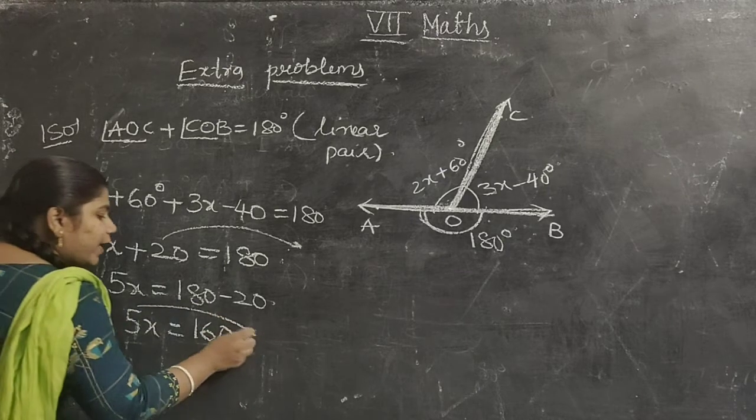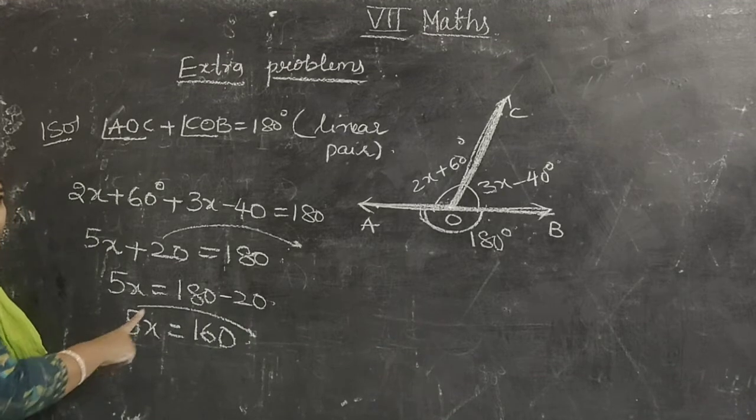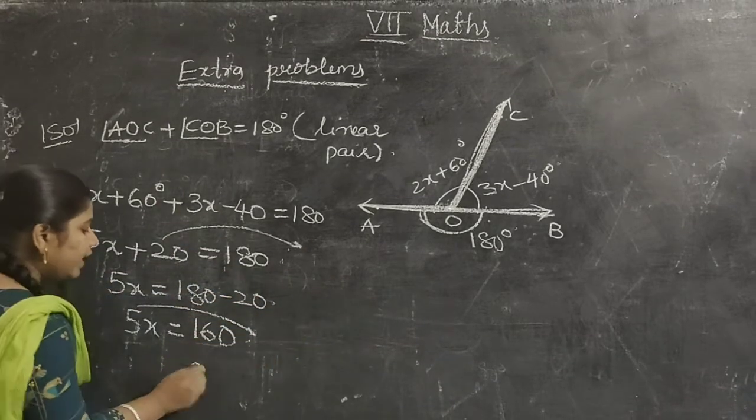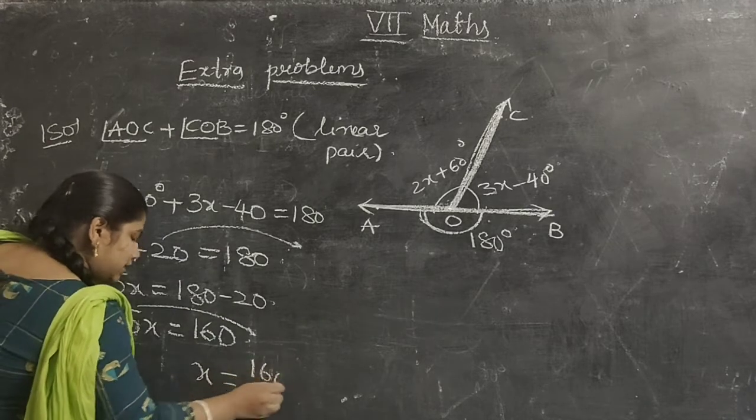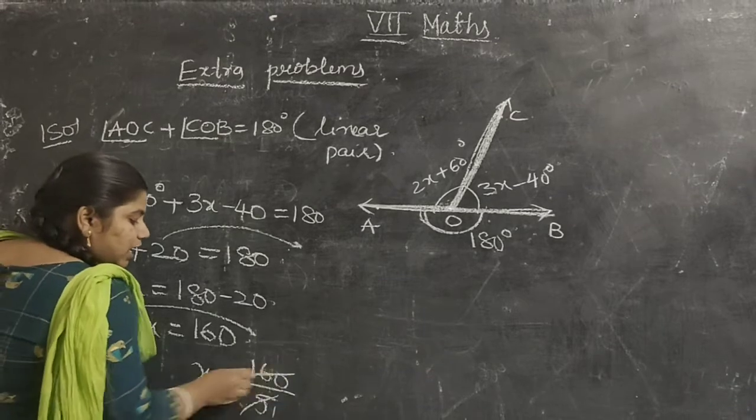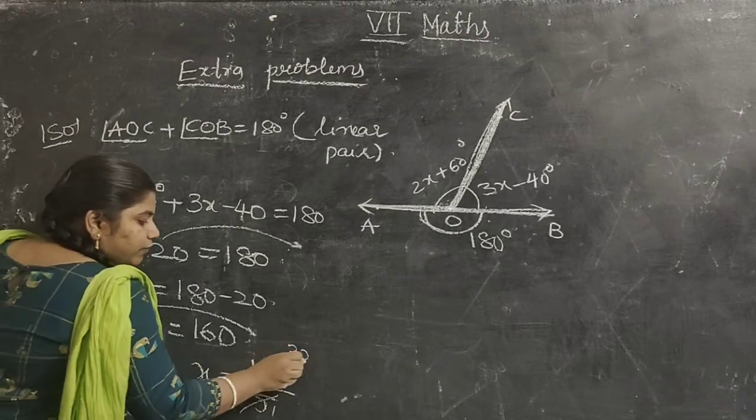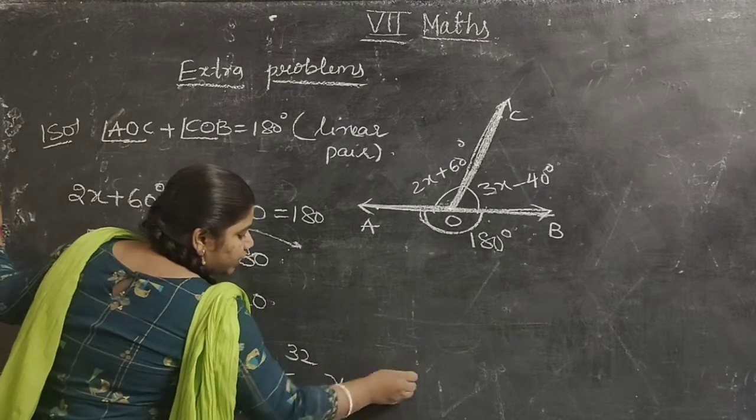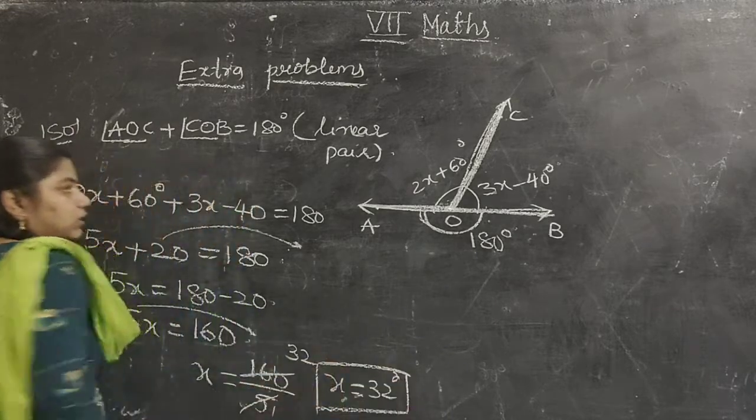Now transpose the 5, that is in the form of multiplication. So if you transpose that, that will be in the form of division. So x is equal to 160 by 5. So how many times can you take? 5 ones are 5, 5 threes are 15, 5 twos are 10. So x value is how much here? 32 degrees. So we got the x value as 32 degrees.